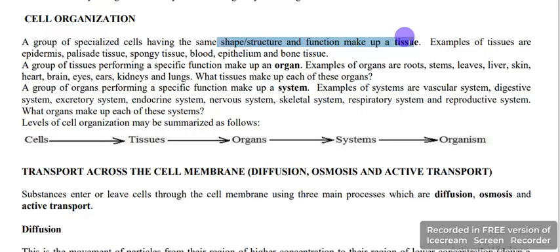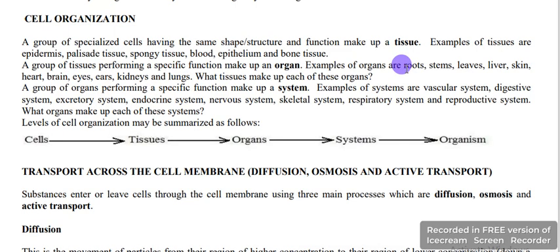So examples of tissues are epidermis, the palisade tissue, sponge tissue, blood, epithelium, and also the bone tissue. A group of tissues performing a specific function make up an organ. So when you have a lot of tissues, they make up an organ. For example, examples of an organ are the roots, stems, leaves, liver, skin, heart, brain, eyes, ear, kidneys, and lungs.